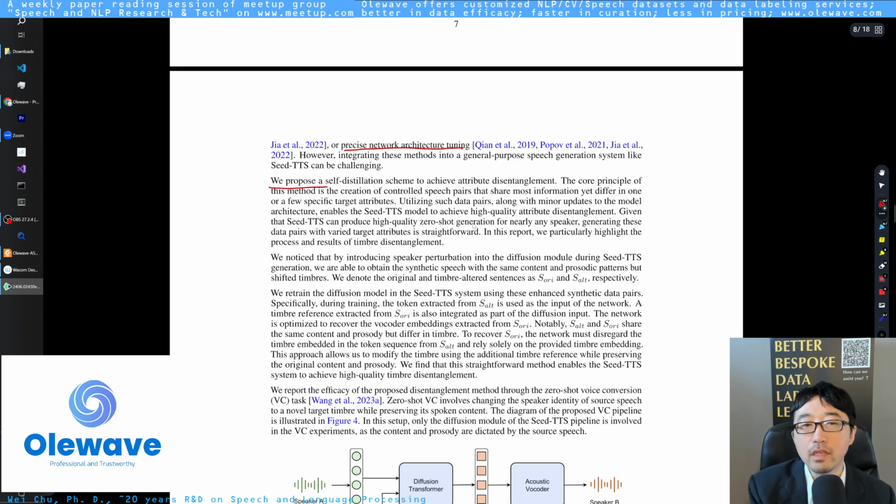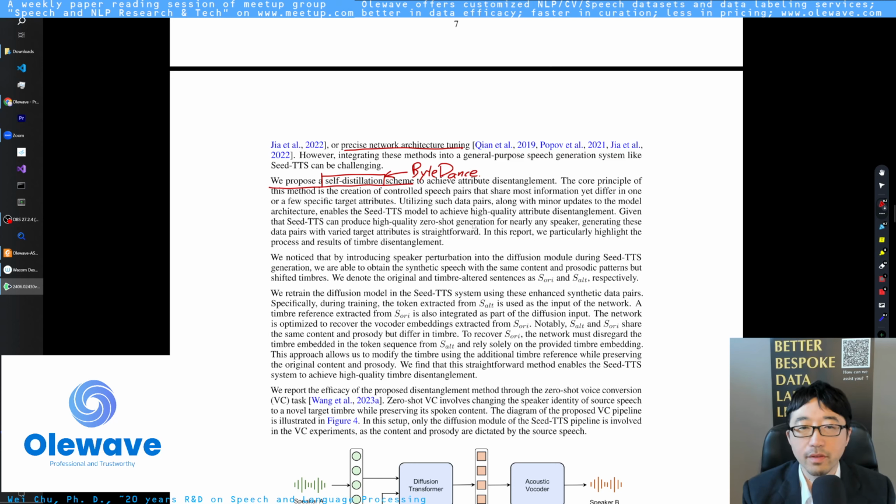I believe this is new, so I'm trying to find this paper, or a paper related to this, and read it to you. This is by ByteDance, for sure. This is new. The core principle is to create controlled speech pairs that share most information, yet differ in one or a few specific target attributes.